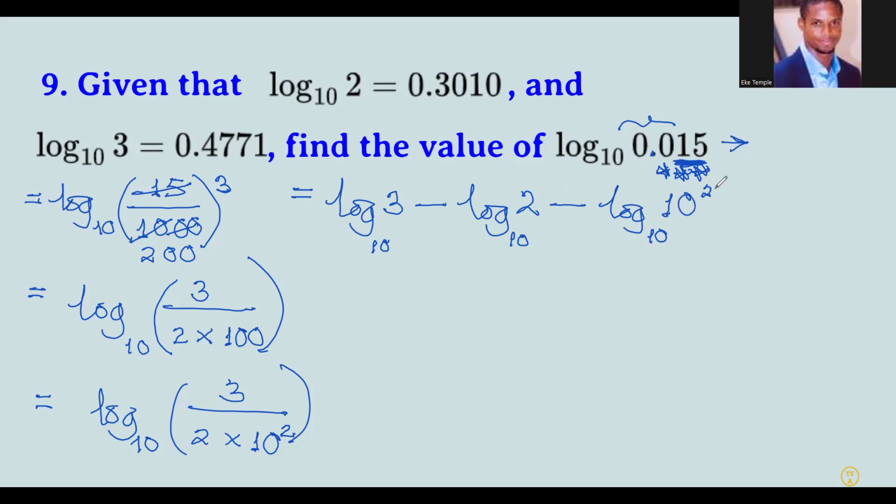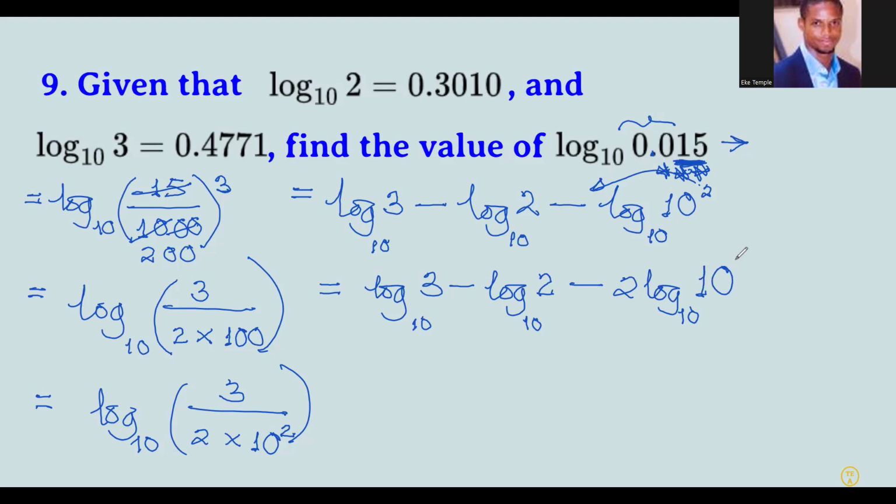Beautiful. Now, let's do justice to this power. Return to the back of the log. So this is going to give us log base 10 of 3 minus log base 10 of 2 minus 2, of course, log base 10 of 10. And now the problem is almost solved because we have values we can easily substitute. Log base 10 of 3 is already given to us. That's it. 0.4771.